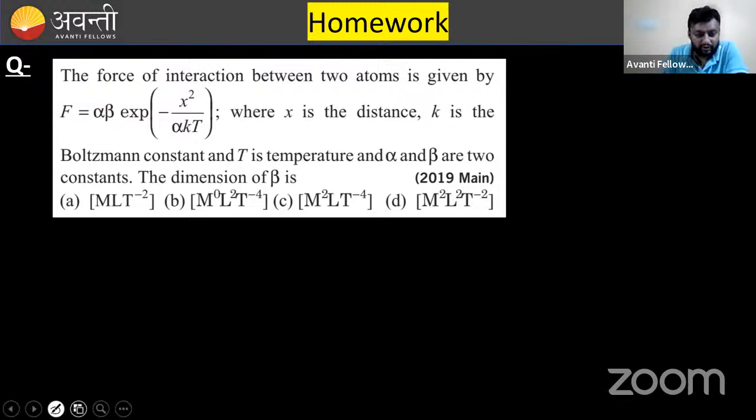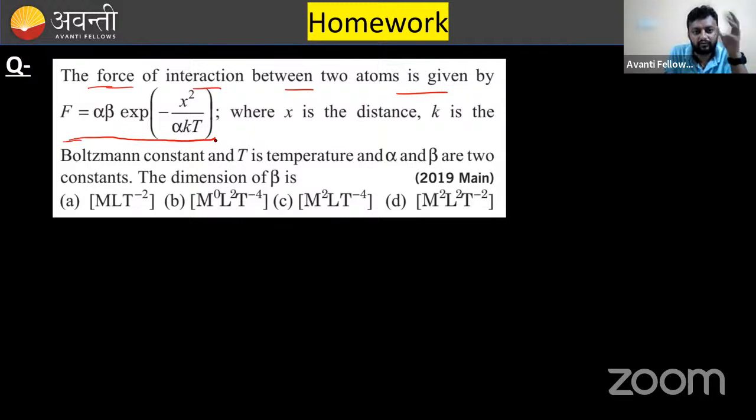Now this is an interesting question. This is not from what we studied today. Actually, this is from the previous class, a concept from the previous class. The question says the force of interaction between two atoms is given by something. Just focus on the formula. Alpha, beta, exponential, whatever. X is distance. K is Boltzmann constant. T is temperature. Alpha and beta are constants. They are asking the dimension of beta.